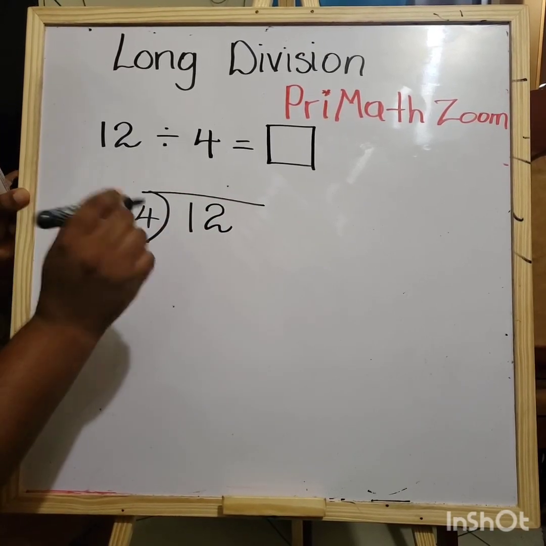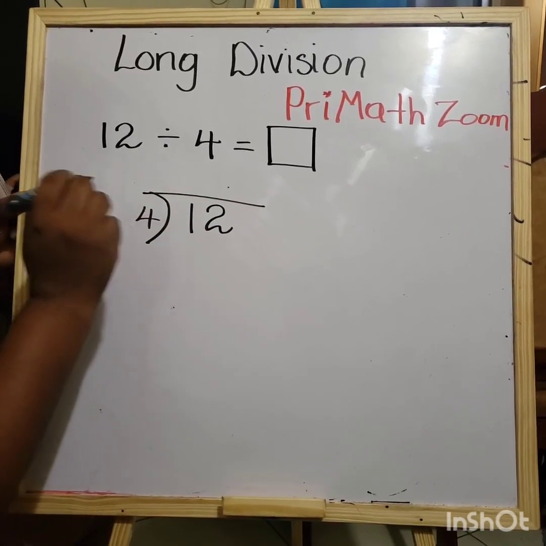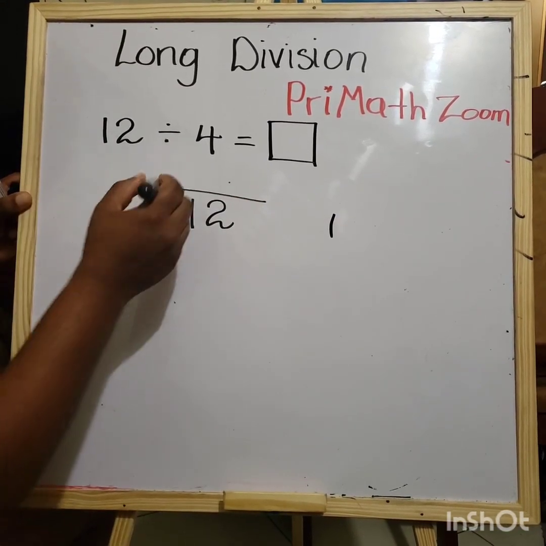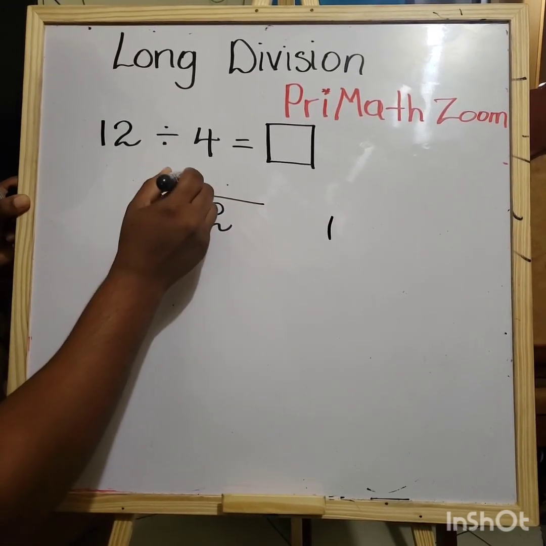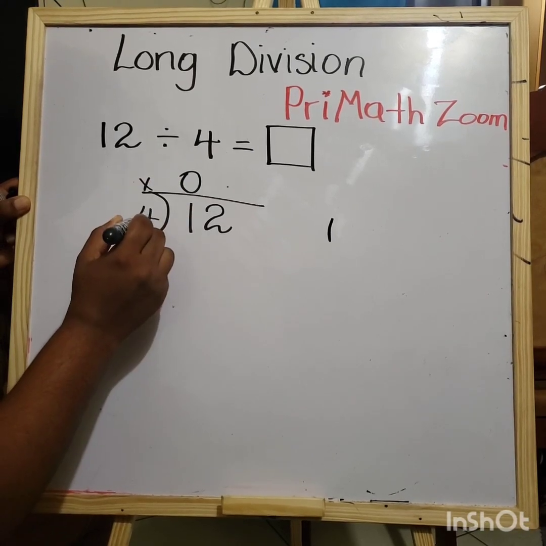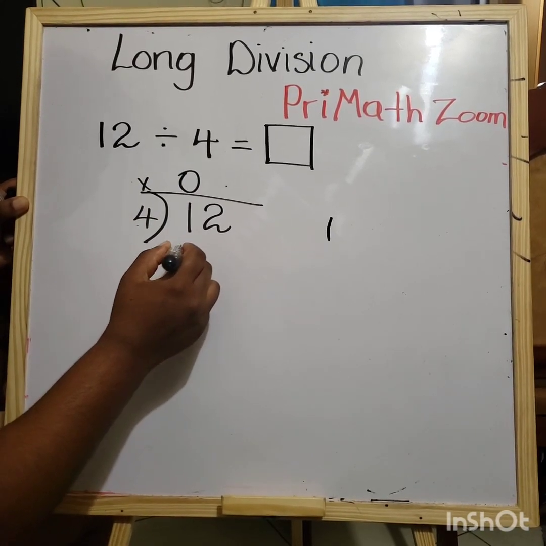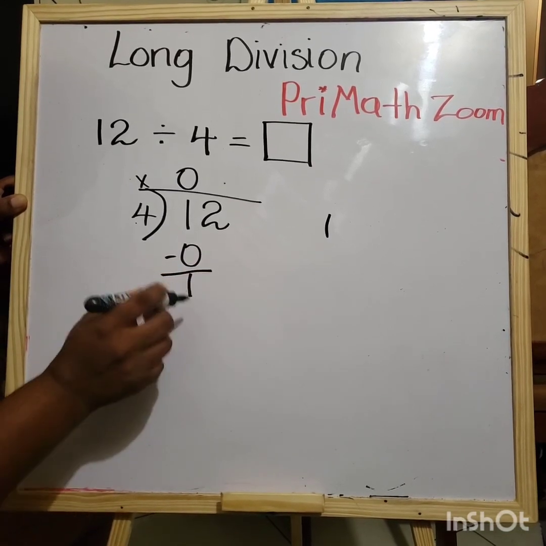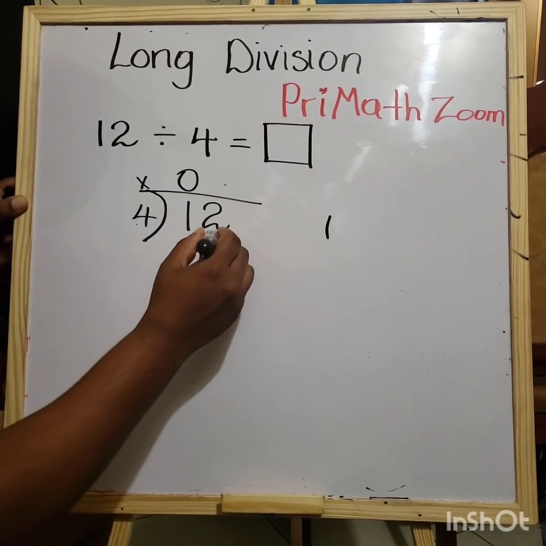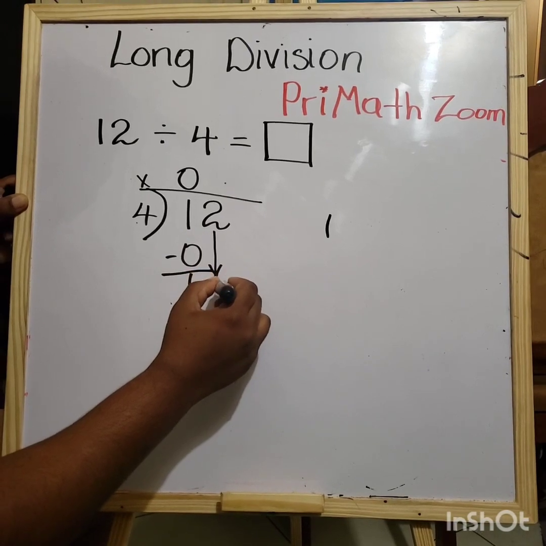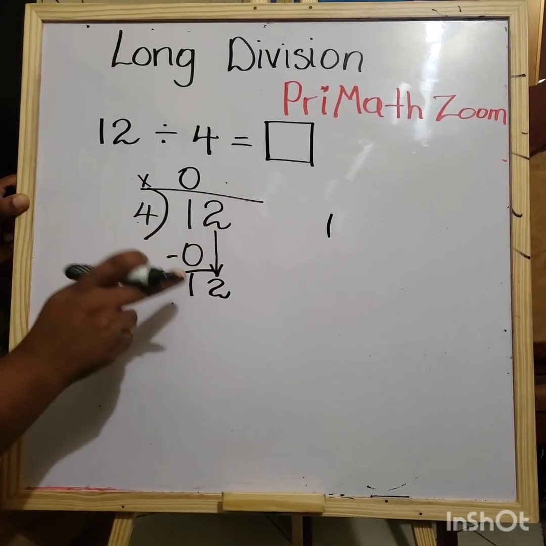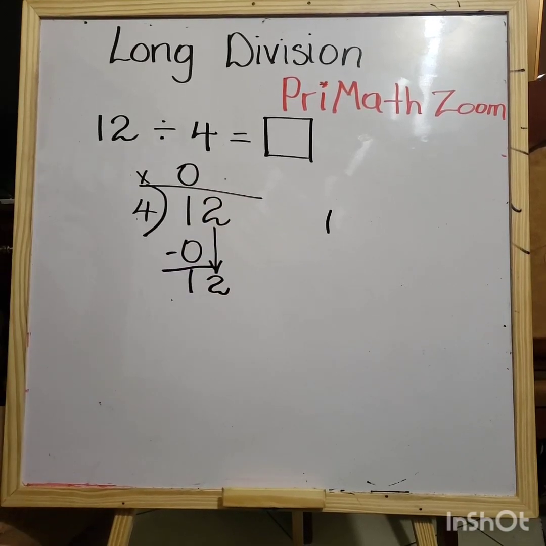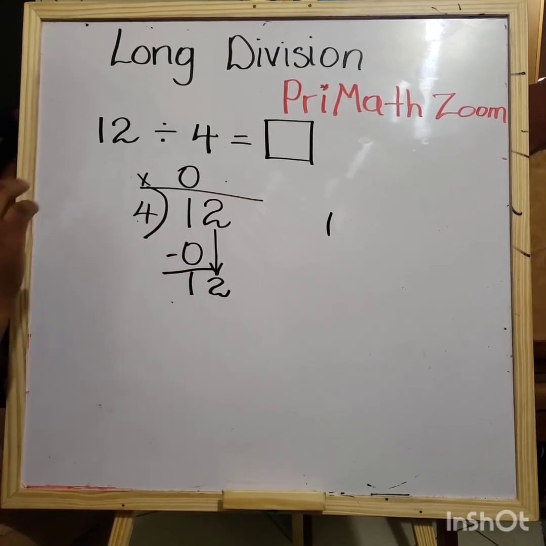So first we're going to say 4 into 1, and we know in 1 we cannot get a group of 4, so it's 0. 0 multiplied by 4 is 0. Then we're going to subtract this 0 from 1. We got 1. We're going to bring down the 2, and now we have a new dividend, which is basically the same thing, but if it were a different number, it would have been different.